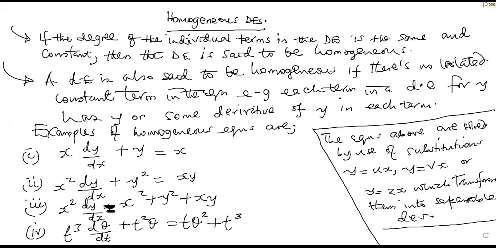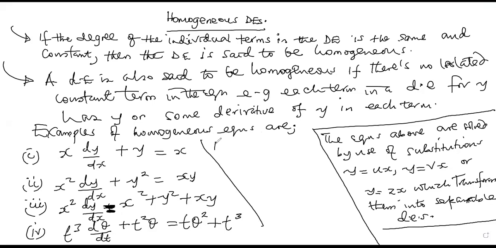And with homogeneous differential equations, we are saying that if the degree of the individual terms in the differential equation is the same and constant, then the differential equation is said to be homogeneous. We are going to look at these examples and see if the degree of the individual terms is the same. Here we have x, meaning degree 1, y degree 1, x degree 1.